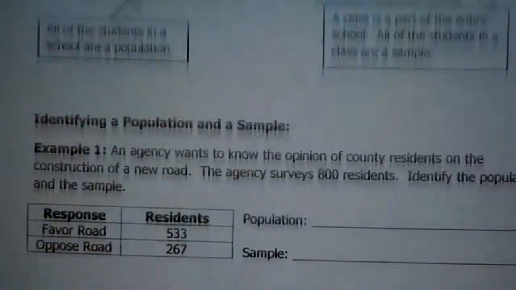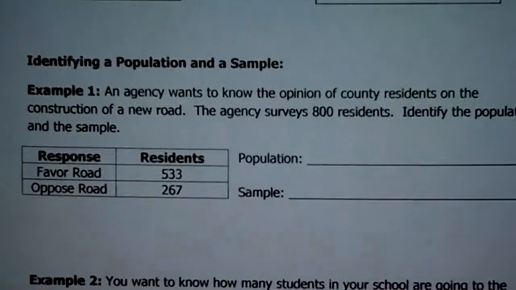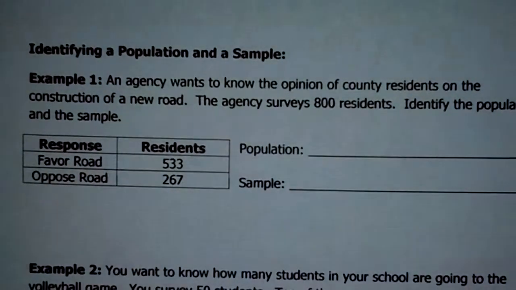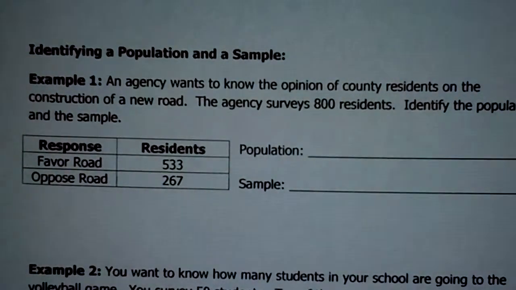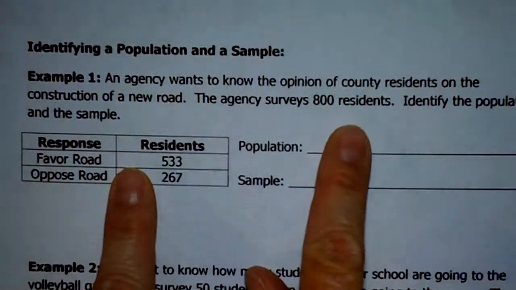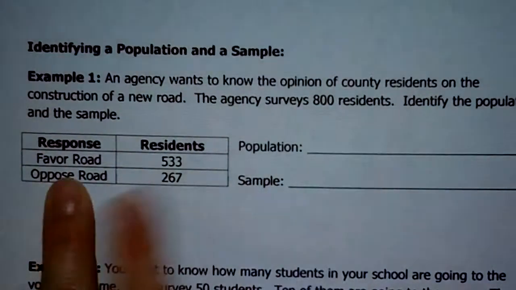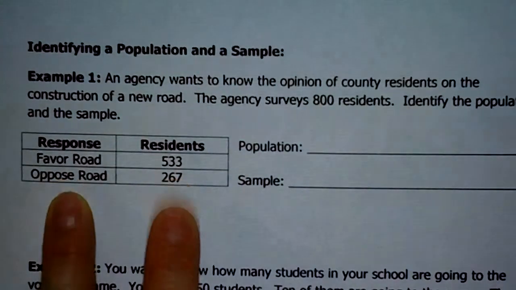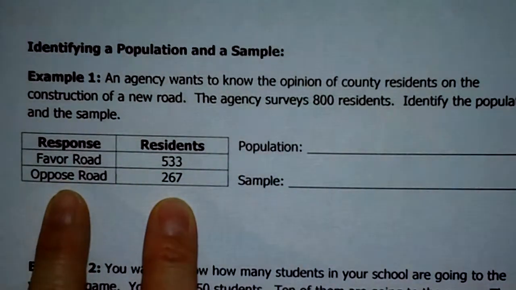All right, so moving along, we want to be able to apply this now. An agency wants to know the opinion of county residents on the construction of a new road. The agency surveys 800 residents. Identify the population and the sample. So in looking at this, they chose 800 of the residents in this county. A county has more than 800 people that live there. And of those 800 people, 533 favor the new road and 267 oppose the road.